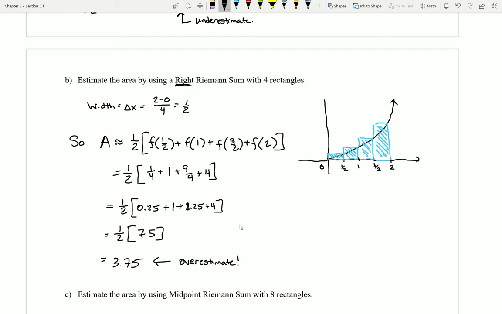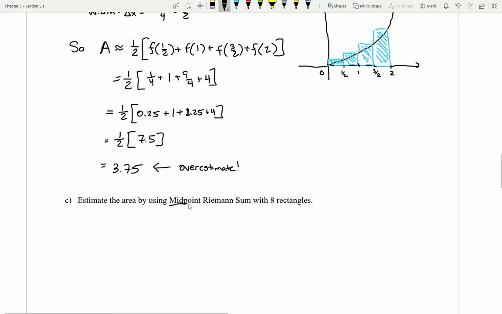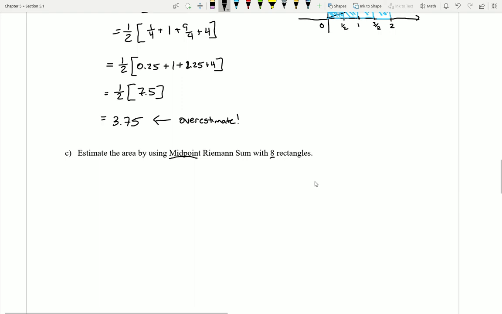And let's go ahead now and take a look at part C and see how things would change if I was going to be working with a midpoint Riemann sum. And even still, what would happen if the number of rectangles I was going to use changed. Now, over here, I can see that I'm going to, again, still need to draw out my picture to help me at least try to think through the process of what's going on.